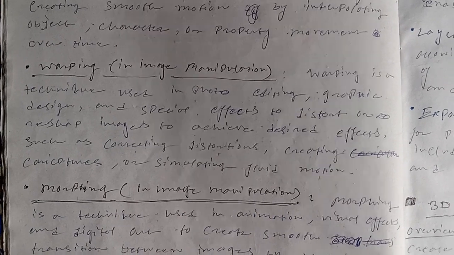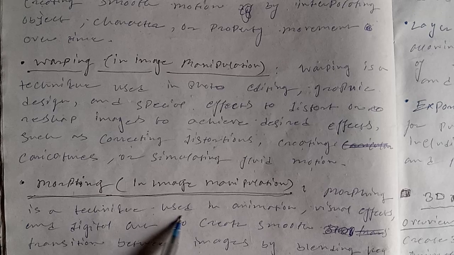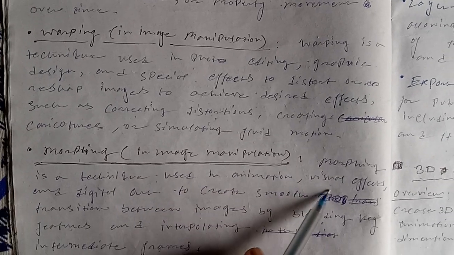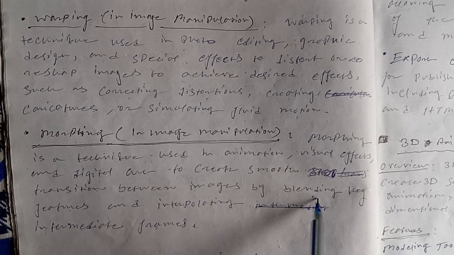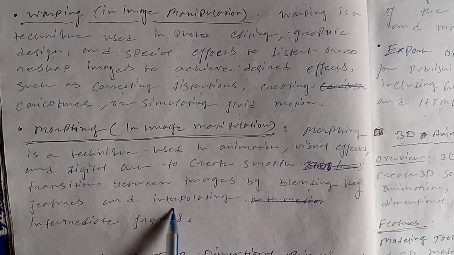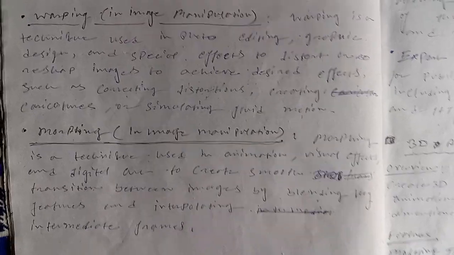In image manipulation, morphing is a technique used in animation and visual effects. It creates a transition between images by blending key features and interpolating intermediate frames.